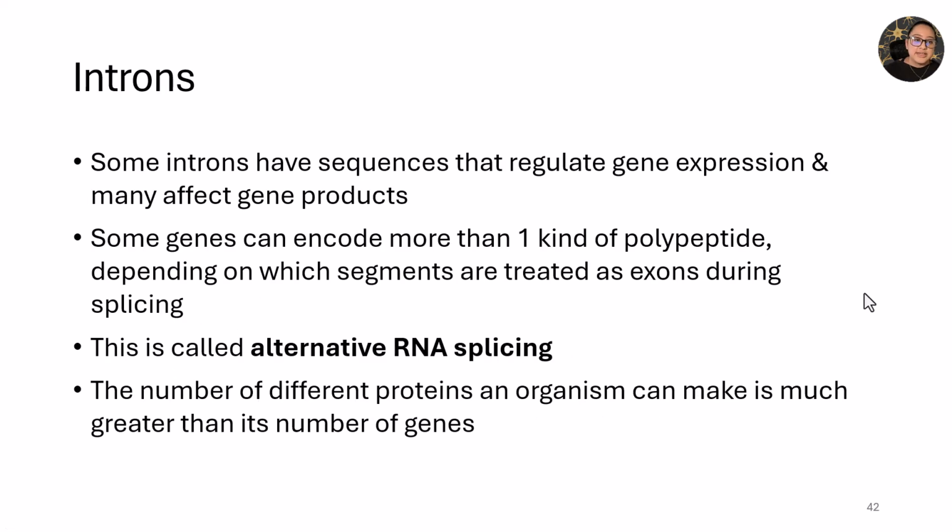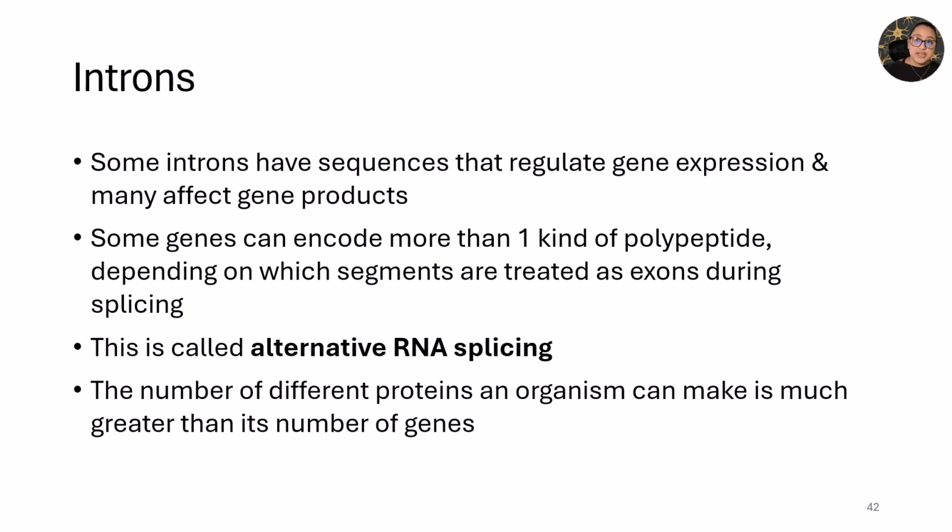Okay. And so some introns, not all of them, are just useless. Maybe it doesn't code for something, but sometimes there is a purpose. Some introns have sequences that regulate gene expression and may affect gene products. Some genes can code for more than one kind of polypeptide, depending on which segments are included and cut and pasted together. So you can get different exons and cut and paste them together in different ways. This process is called alternative RNA splicing.